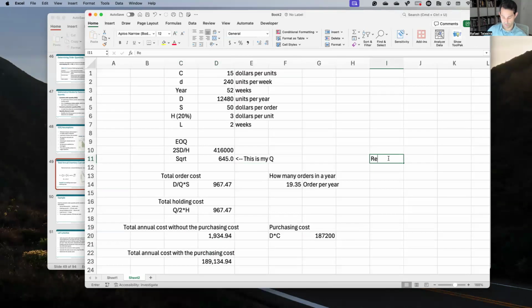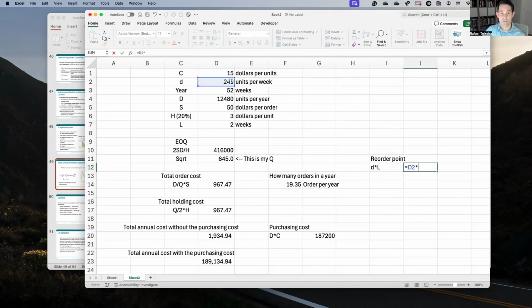Now my reorder point. Remember, the reorder point is my daily or weekly or monthly demand times my lead time. What I have to do here is check if this demand is per week and this lead time is per week, which is good. If they're not in the same units, we have to transform them and put them in the same units. Here they're in the same units. So 240 units times 2 weeks. If I have to wait 2 weeks and every week I consume 240 units waiting for the shipment, I need 480 units.